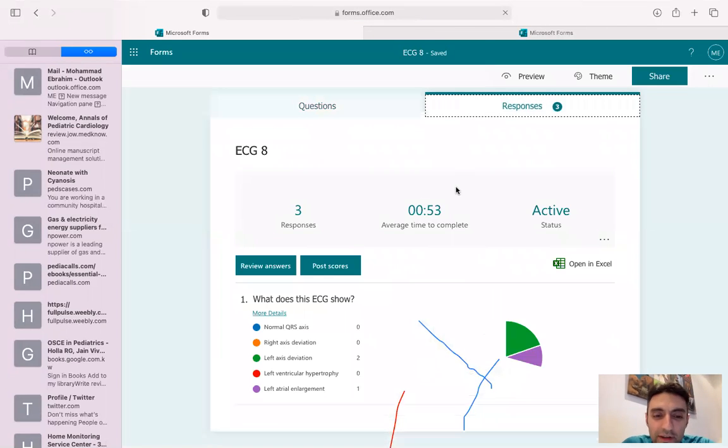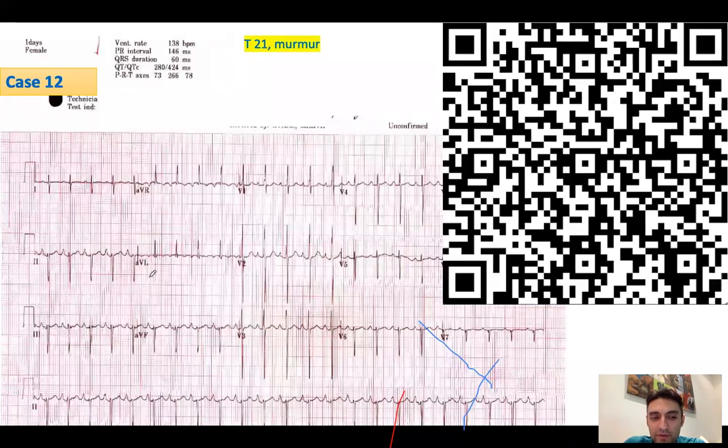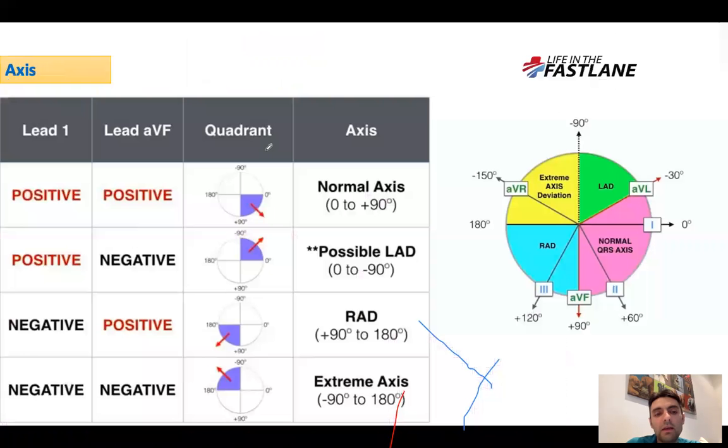Okay, only 3. Left axis deviation, of course. So the QRS is going away from the inferior leads. Again, this is our nice, lovely cartoon here. So the QRS vector is going away from the inferior, it's going this way. It's going north.